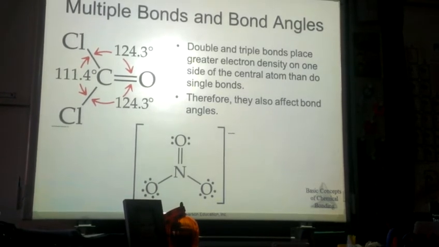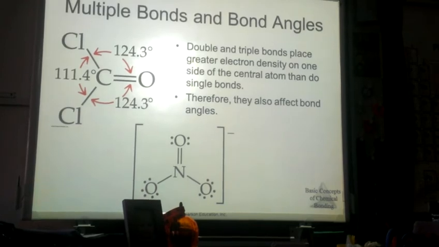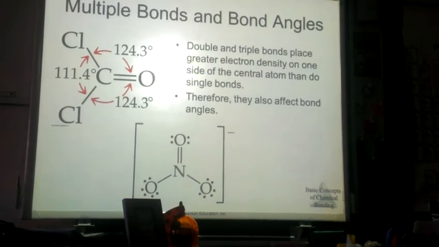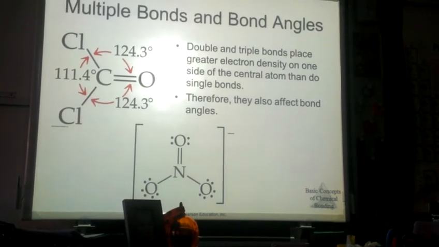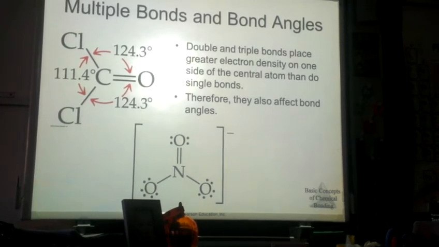So with double and triple bonds, greater electron density, they're not going to have that same separation as if they're all single bonds. I may ask you, not specifically do you have to know that there's 124.3 degree separation between this, but just, are these equal in bond angle? You should tell me no, because there's a greater distribution of electrons here, which will have a greater repulsion here, and then less here.